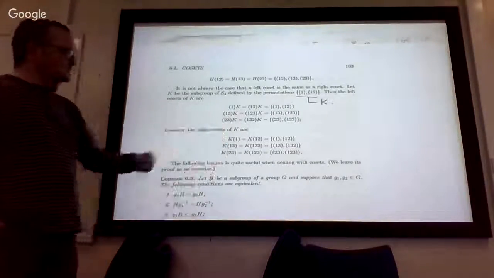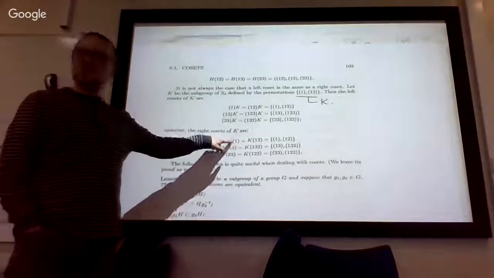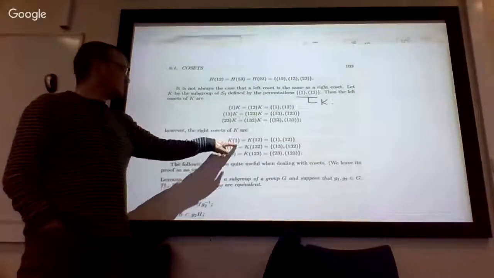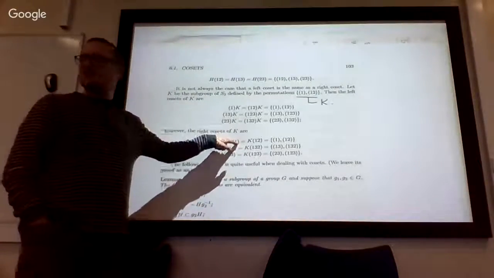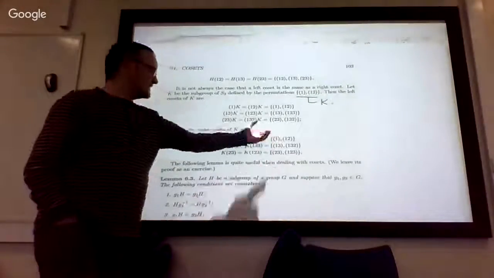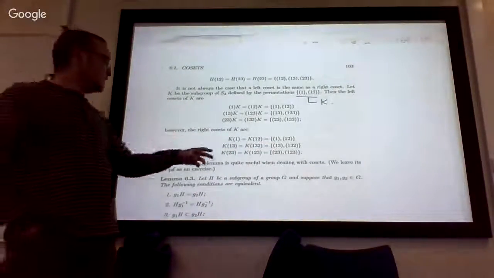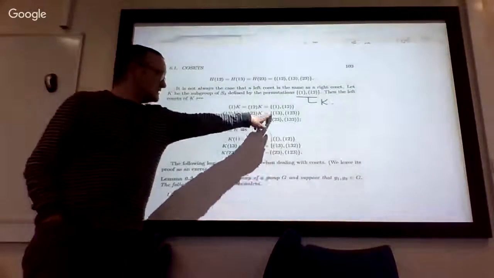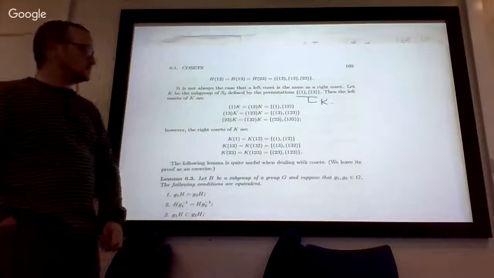But when you look at the right cosets here, you see something different. Again, K is one of the right cosets. If you look at the right coset represented by the identity, that's going to be K again, the same subset. But the other 2 right cosets are different to the subsets that arose as left cosets.